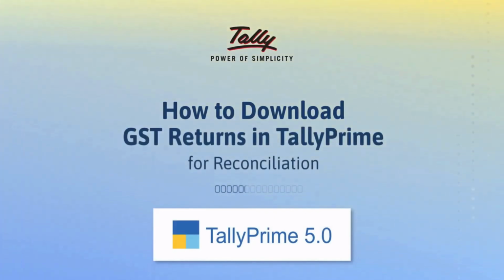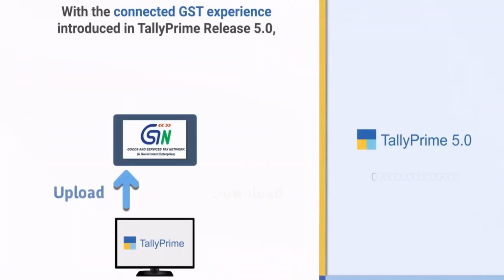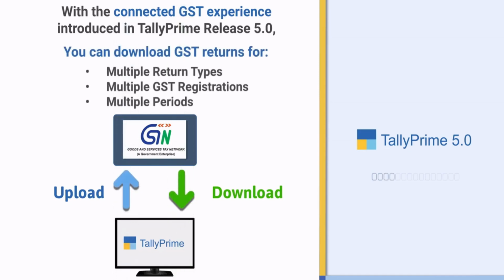In this video, you will understand the process of downloading GST returns in Tally Prime for reconciliation. Tally Prime Release 5.0 brings in a state-of-the-art facility that enables you to download GST returns. You can do so for multiple GST registrations and return types for multiple return periods in one go. Based on the GST returns you need, for one or more GST registrations, you can configure the download.